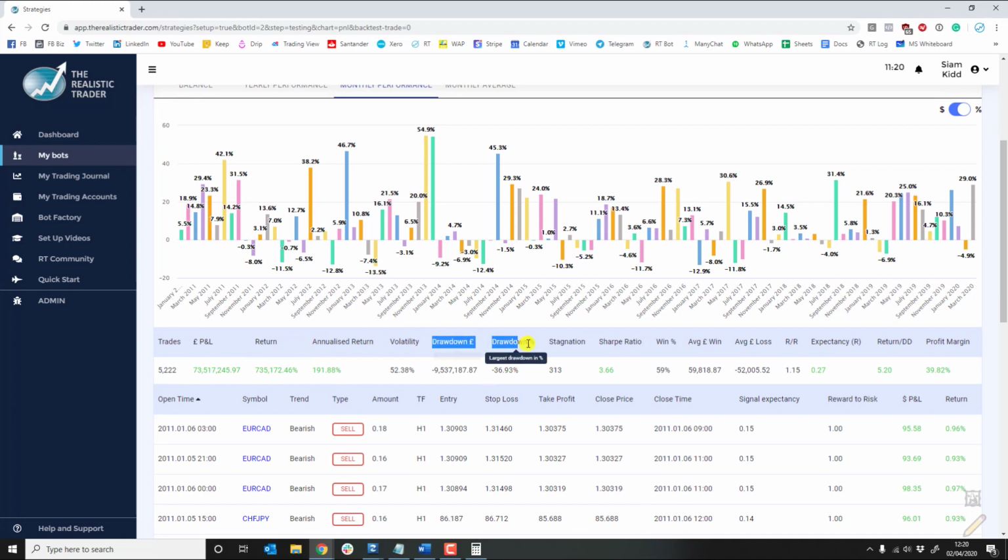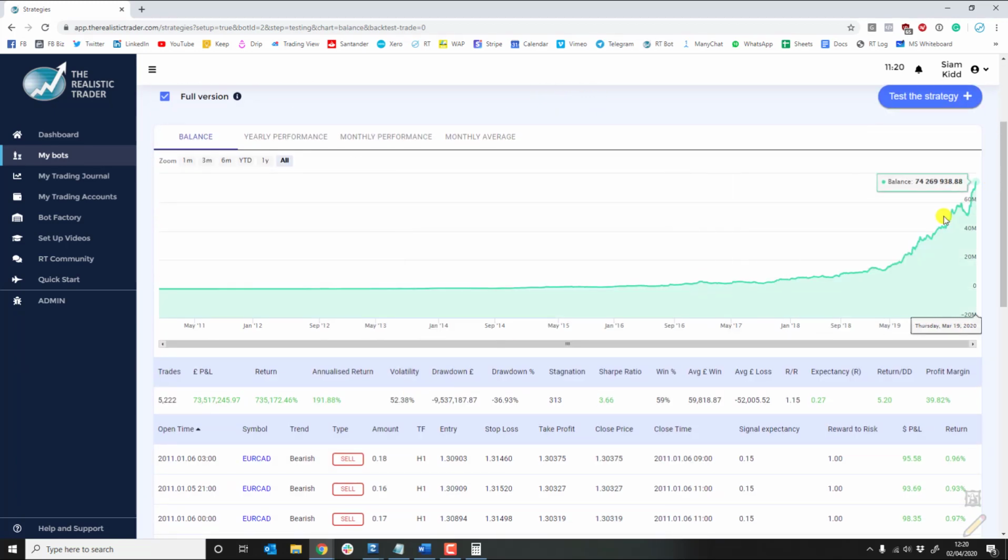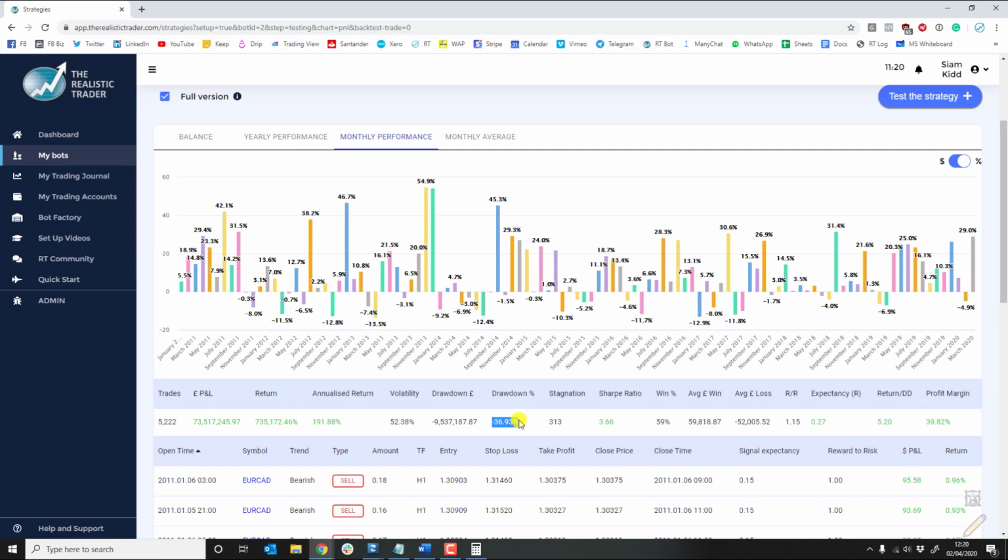So again, don't worry about the drawdown in terms of pounds, because obviously, as you can see, the account is growing bigger and bigger and bigger. By the way, in reality, once you get to a certain account size, you won't be able to place trades that easily. When we place a trade, it takes a second. When you start getting into the millions, this really is a bit bogus. So I would look at the drawdown.